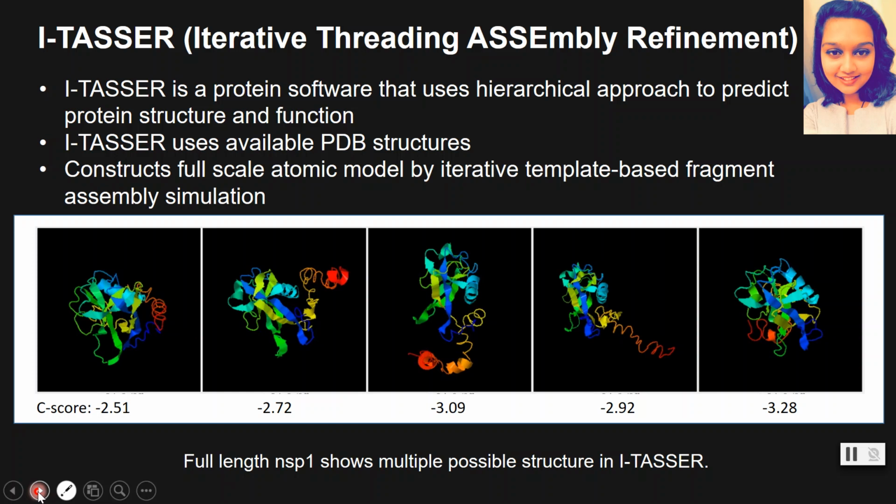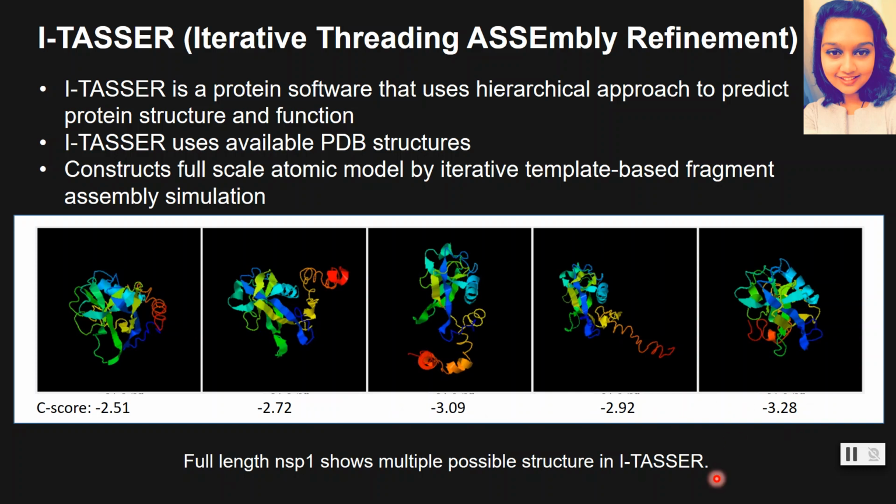And now when we used the full length NSP1, we found that our confidence score was really, really low, pertaining to the flexible region of NSP1. So you can see that the C-terminus part of NSP1 takes up different structures, and that's why it's generating multiple models with very low confidence scores.